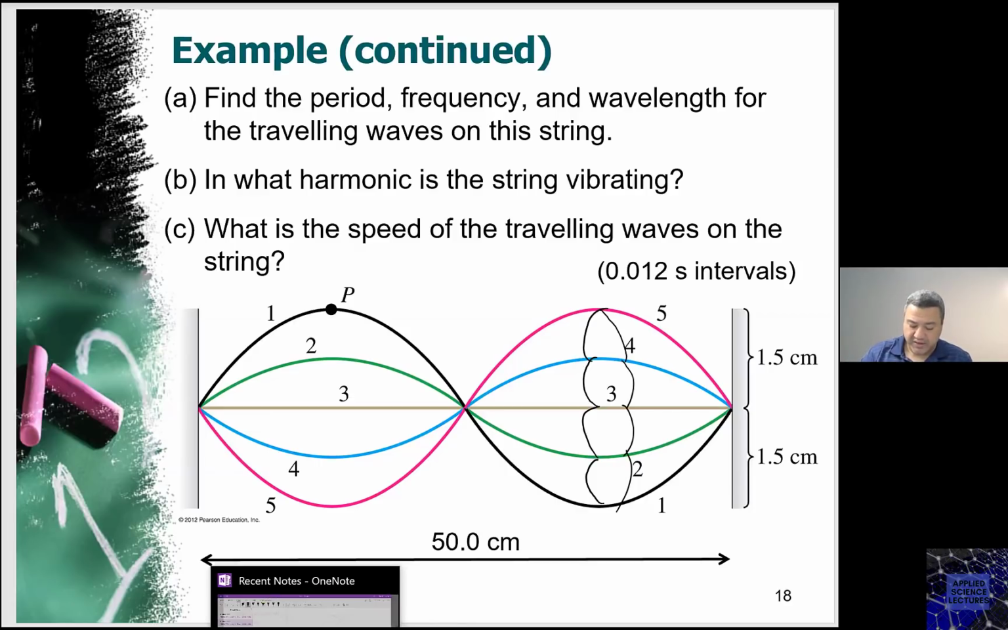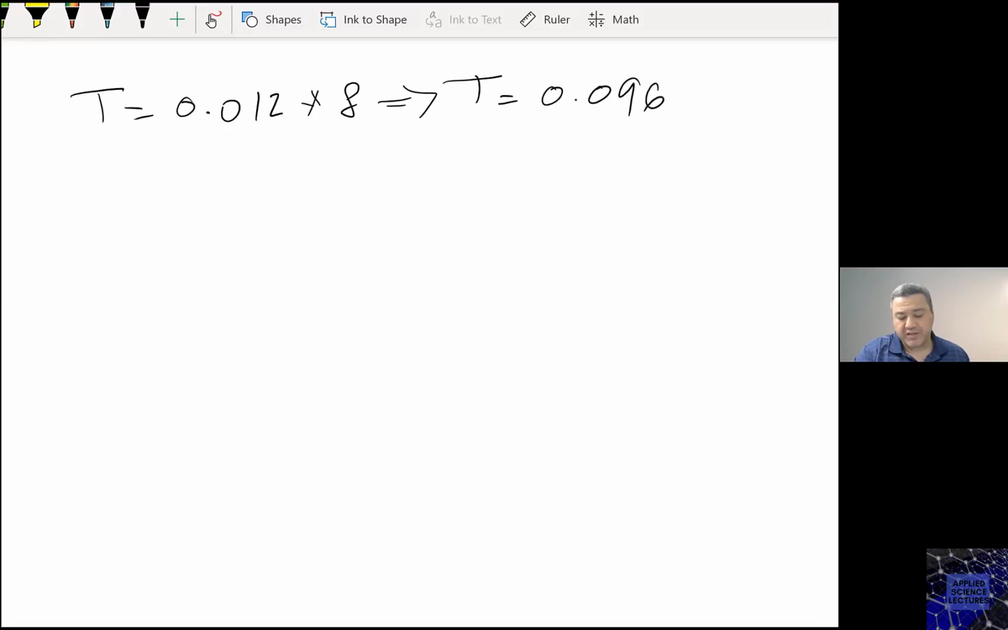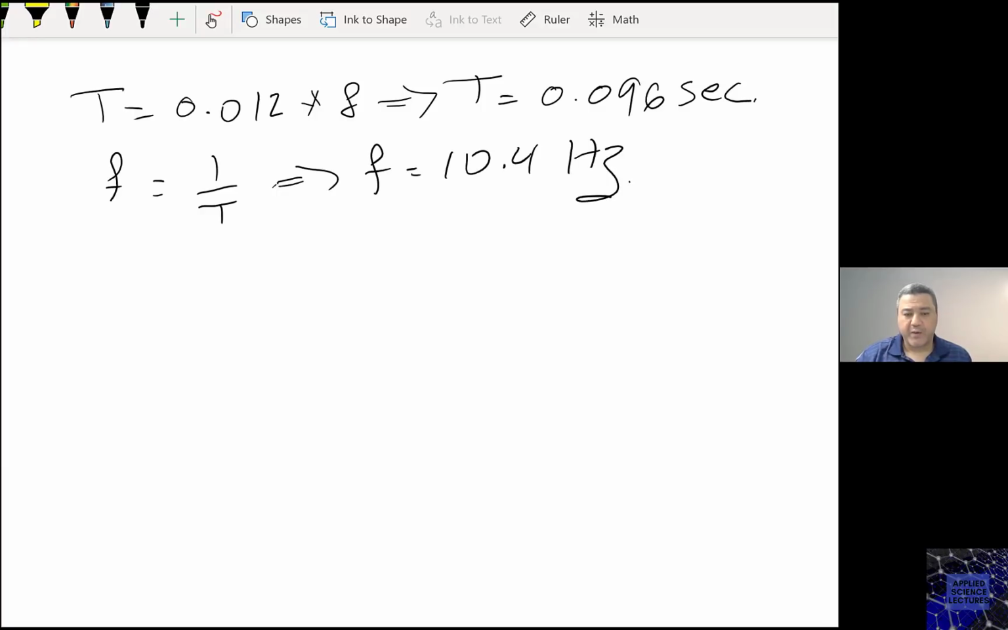So in this case, I have the period T equals the time interval, which is 0.012 seconds times 8, and now the period is 0.096 seconds. So this is the period. The frequency is the inverse of the period, and in this case, the frequency is 10.4 hertz. What else? We need the wavelength.